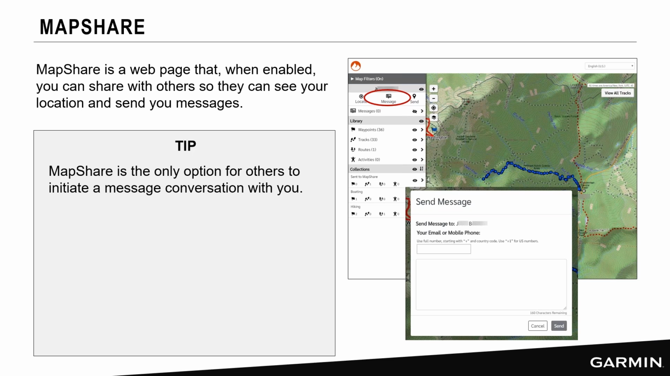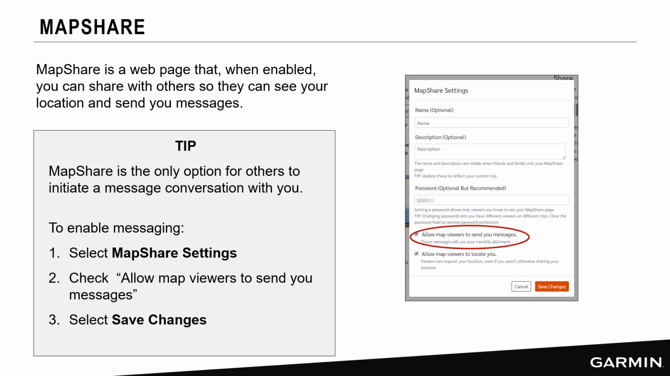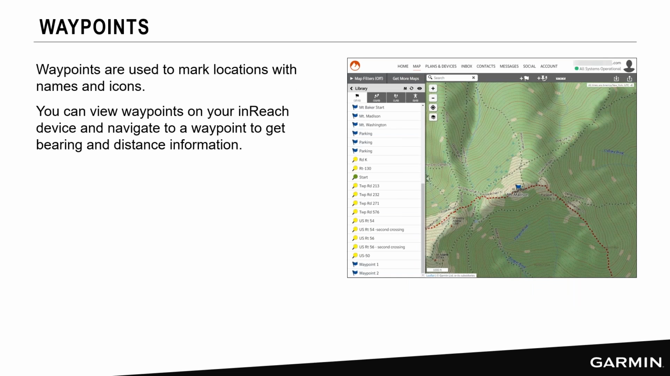Last tip on MAPSHARE, remember that unless you initiate the conversation with someone by sending them a message, MAPSHARE is the only way that they can initiate a conversation with you. So make sure you send the MAPSHARE link and make sure you've enabled that capability by going to MAPSHARE settings and putting a check into the allow map viewers to send you a message. Once you've done that, save your changes and you'll be all set with MAPSHARE. And remember to send your link to other people so that they know how to get to your website.